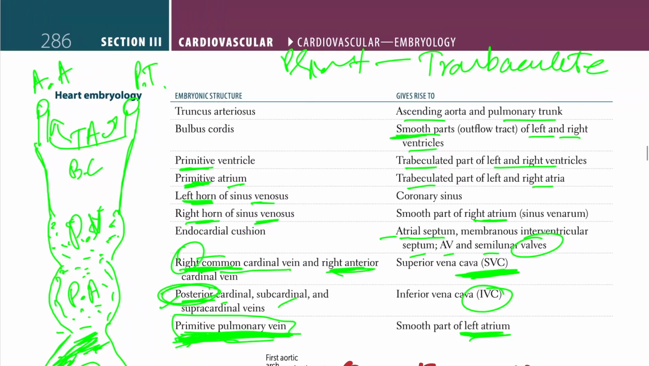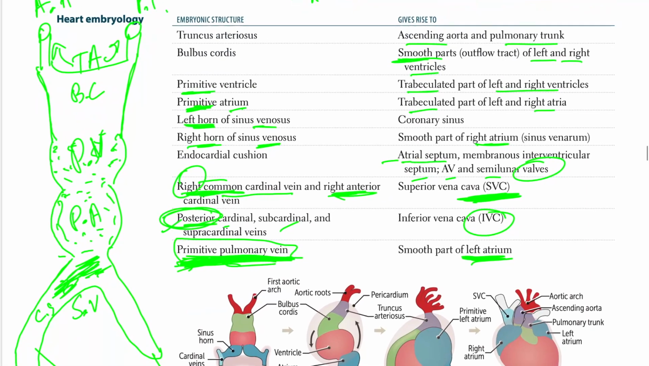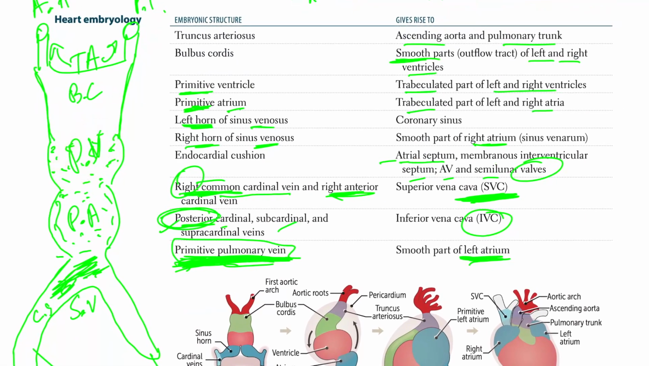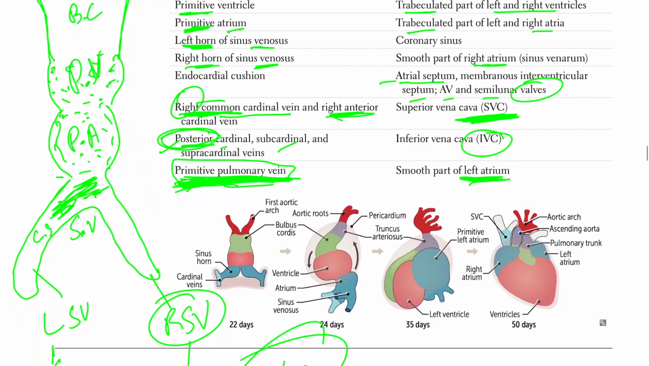Okay, so we have the truncus arteriosus. Truncus arteriosus gives rise to ascending aorta and pulmonary trunk. Then after truncus arteriosus, we have the bulbus cordis, which is your smooth part of the ventricle. Both ventricles we're talking about. Primitive ventricle is giving you the trabeculated part of both ventricles, and here's the endocardial cushion, which gives off the valves. On top of that, it gives off the atrial septum and interventricular membranous septum, and that is your endocardial cushion.